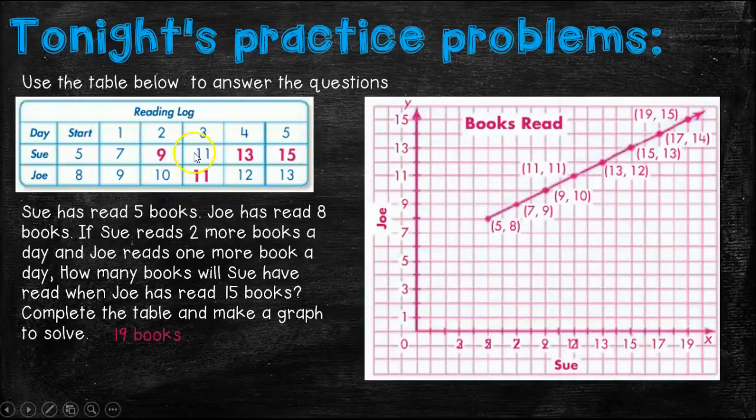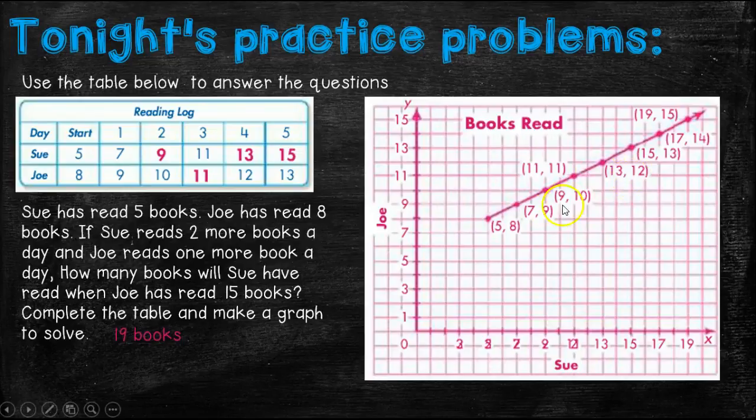Okay, well, here are your answers. When Joe's read 10 books, Sue read 9. When Joe read 11, Sue read 11. So here they're tied on the third day. On the fourth day, Sue read 13 books and Joe read 12 books. And on the fifth day, Sue read 15 books and Joe read 13 books.